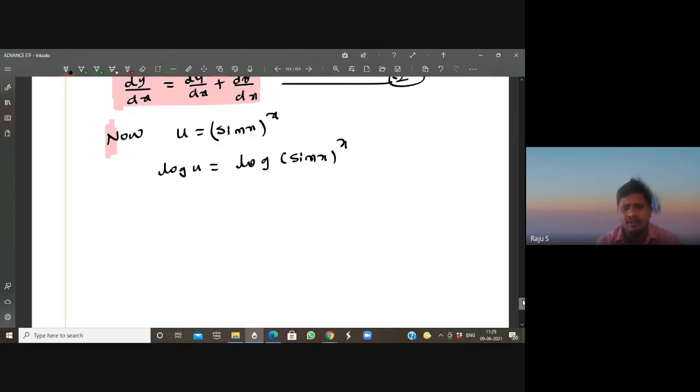So what is the difficulty here? Nothing will be there, right? Very easy, right? So now x into log of sin x, UV rule, right side.